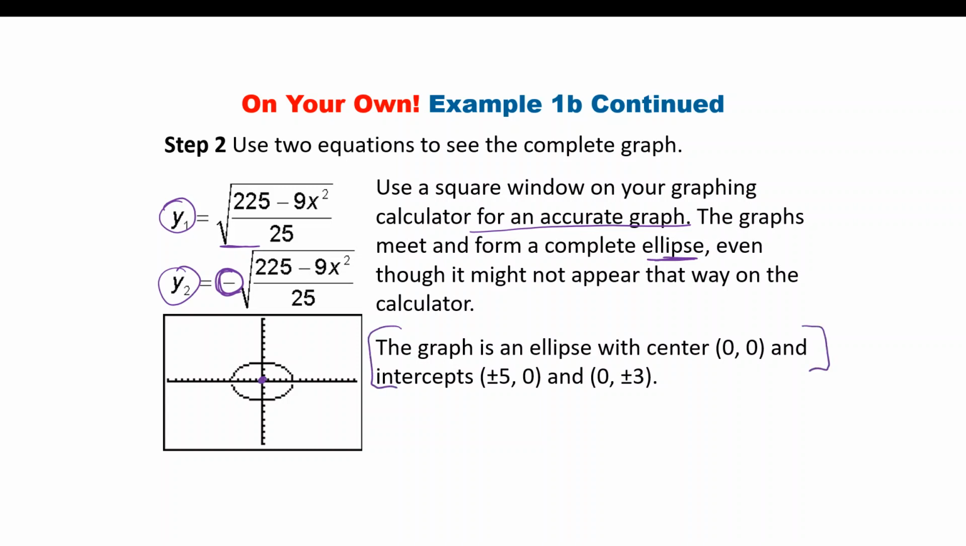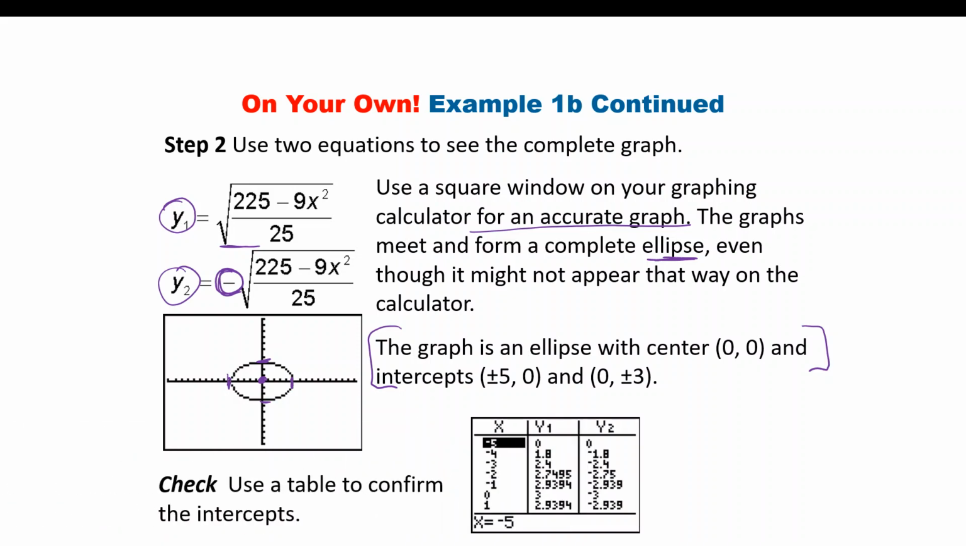All right, and the intercepts: when x is 5 and negative 5, y is 0. And when x is 0, y is plus or minus 3. Again, you can use a table to confirm this.